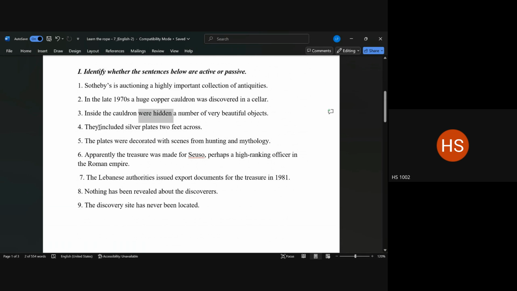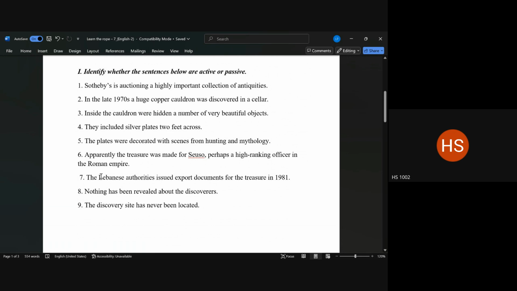Then they included silver plates 2 feet across. Active form. Active, right? No B plus V3. This is a straightforward simple past tense sentence. The plates were decorated with scenes from hunting and mythology. Then passive. Passive, right? Apparently, the treasure was made for Suso, perhaps a high ranking officer in the Roman Empire. Then passive. Passive, right? Was made for Suso, right?